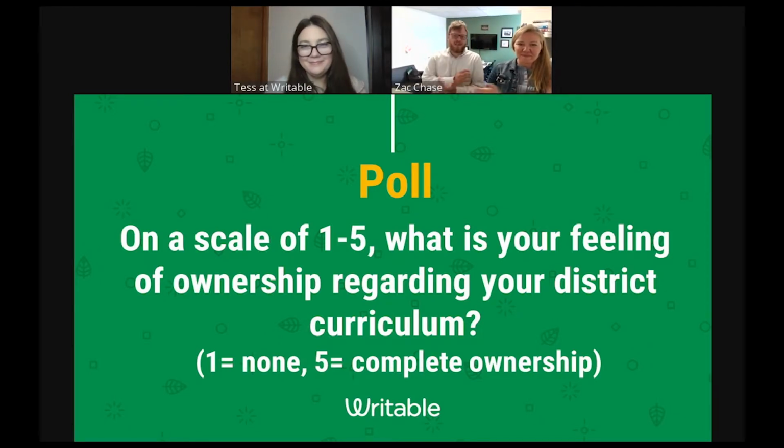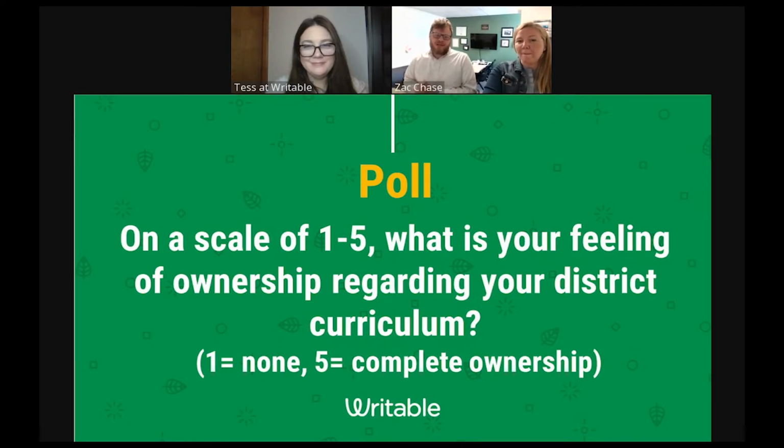We are super curious about this to get a better sense of who's in the room and who's joining us. So on a scale of 1 to 5, what is your feeling of ownership regarding your district curriculum? So 1, none. I don't feel like I own this stuff at all. Ooh, 1 was the first answer. Okay. But 5 is getting bigger. Whoa, this is so much fun. I'm glad we didn't do a yes or no on this one. Tess, we totally should have done every location in the world. That would have been a fun one to watch.